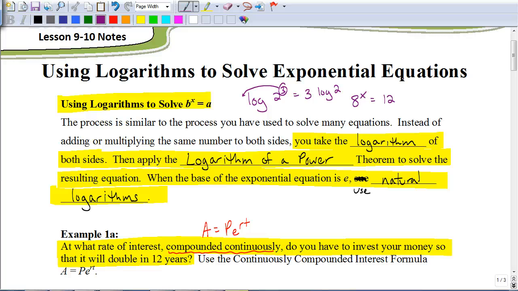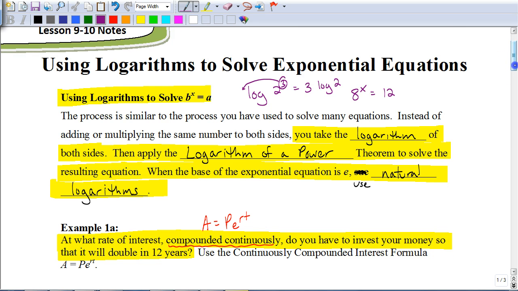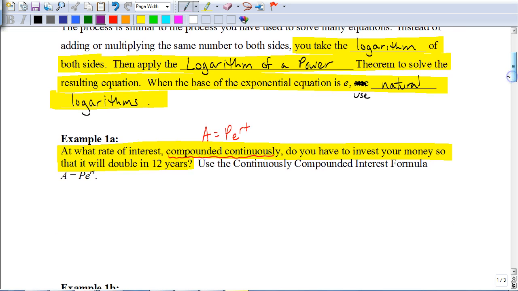Now the key thing too is to know if we ever have an equation where, when it's in exponential form, it's got a base of e, we're going to use the natural logarithm of both sides. So let's look at an example. Make sure you write down this example in your notes because this is one that you'll see in your assignment. You could see it on a quiz or a test.